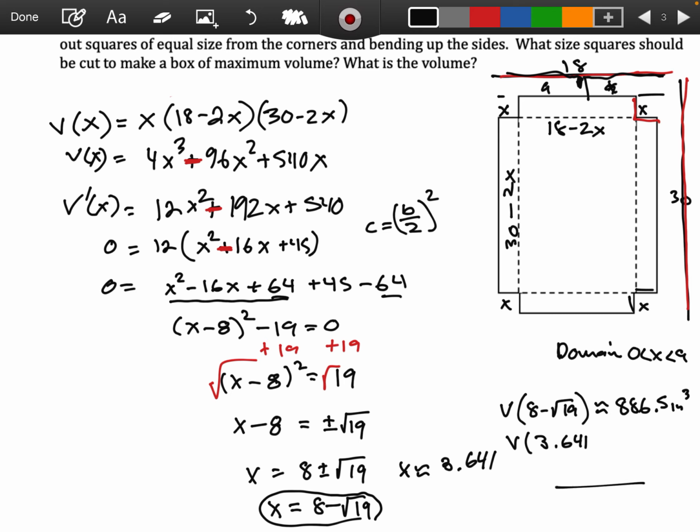How do we know that's a max? Well, if you plug in a number that's less than 3.64 for your x, you get a positive value. If you plug in a number greater than that, it's negative. So the graph is decreasing, which tells you that there's a max right there. That's kind of like the evidence behind it. All right, hopefully this makes a lot of sense.